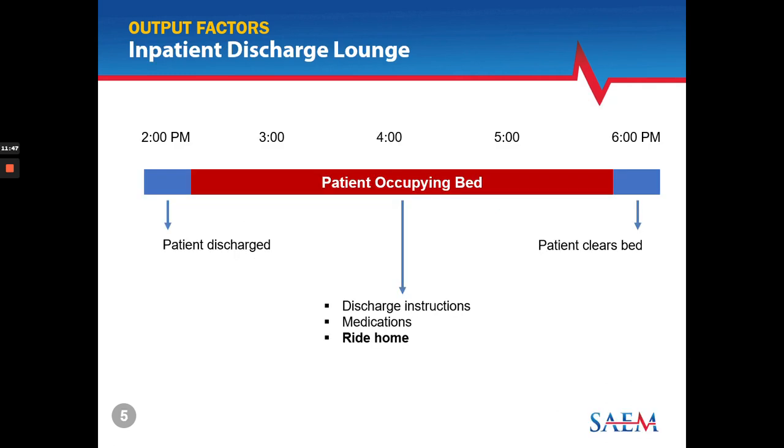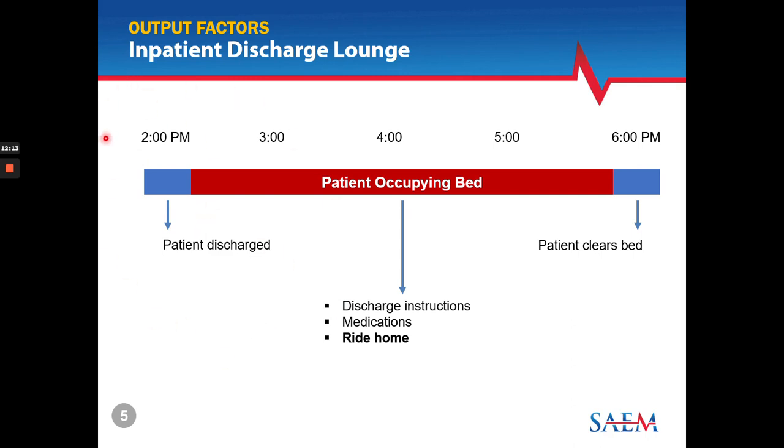So with the Discharge Lounge, the problem that we're trying to solve is that it often takes a long time from the point a patient's discharge orders are written until the time they physically leave their bed. And in this case, we're talking about inpatients. So a classic example is the inpatient who gets discharged early in the afternoon, but no one in their family can pick them up until after work, so they end up sitting in that room and taking up that bed for several hours waiting for a ride.